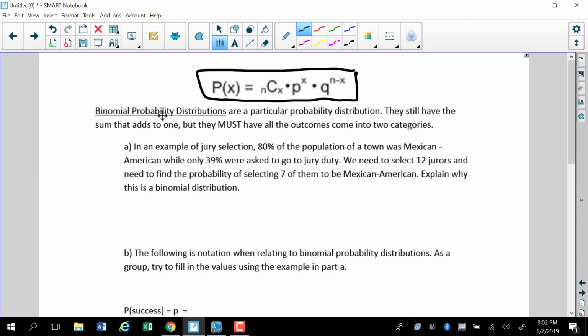But the idea behind binomial probability is that a binomial probability is something that has two options. We're going to call them P and Q, or success and failure. So that's how you define binomial, where you have two options, success and failure.